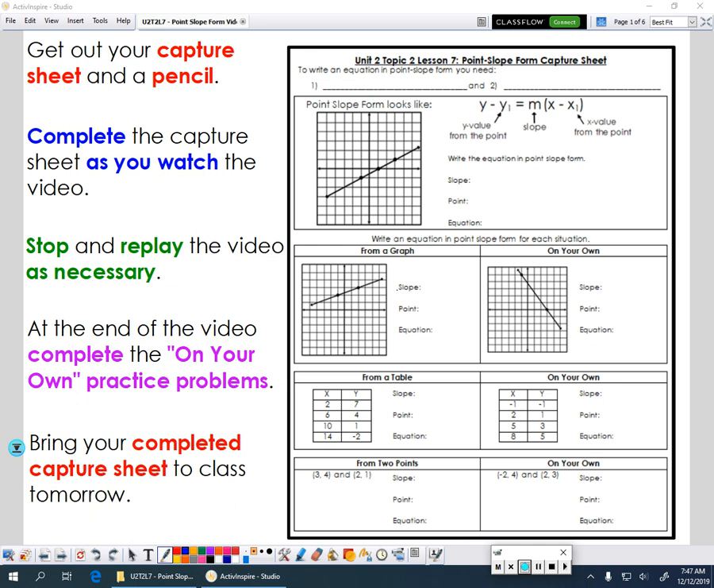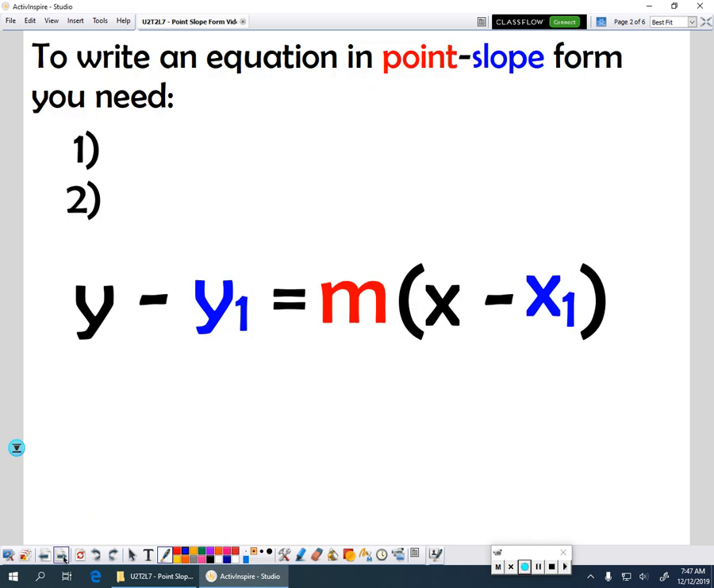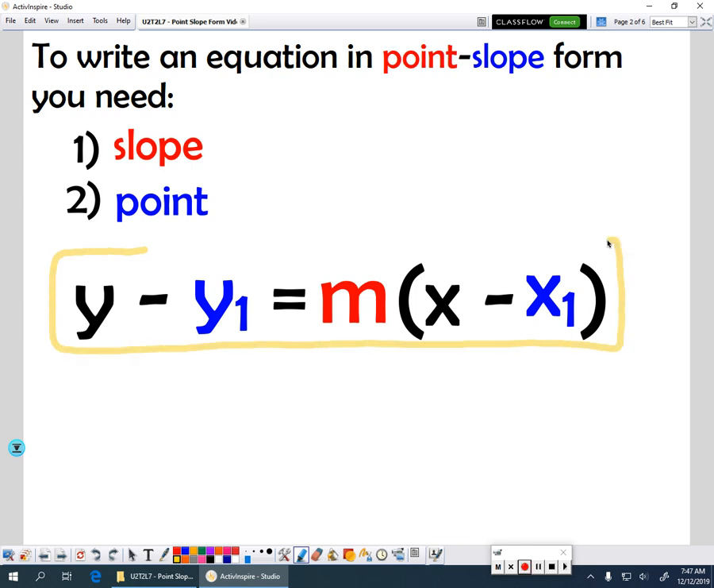So let's talk about point-slope form. In order to write an equation in point-slope form, you need two things. You need a slope and you need a point. Now this is what point-slope form looks like, this equation here. It looks very complex, but it's important to know that the only things that we need to know are going to be the things that are in color here.